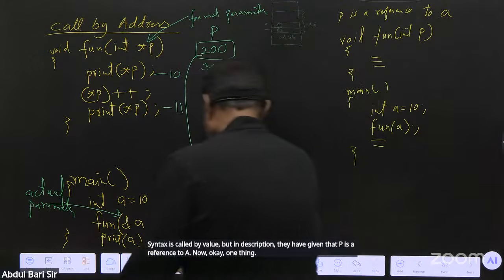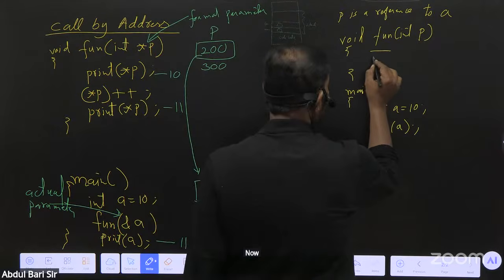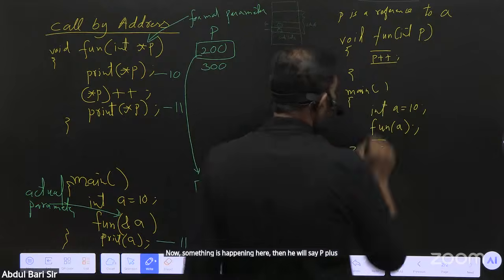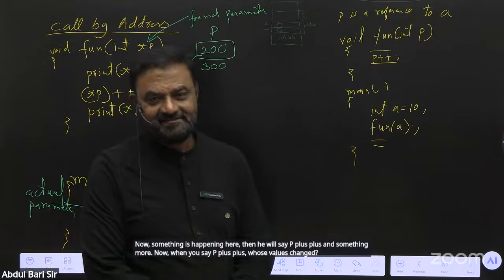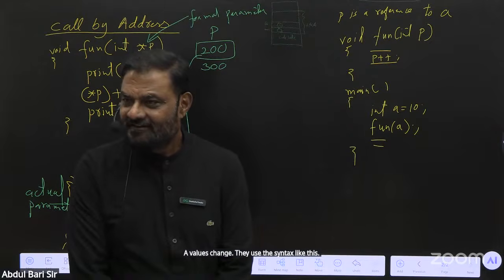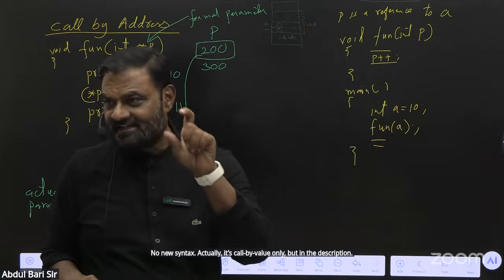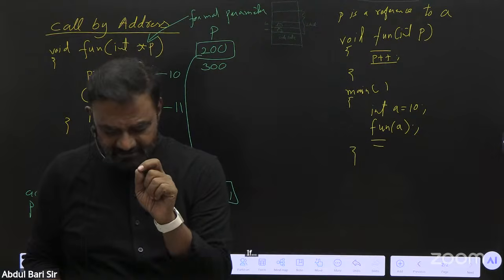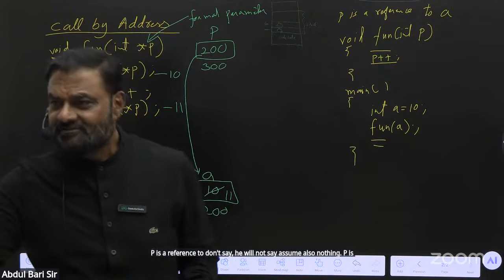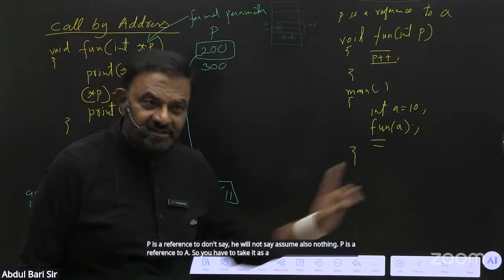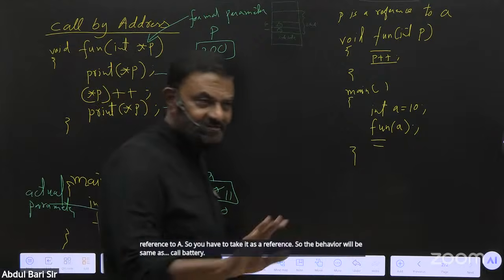Now, one more thing. I can add something here. Now something is happening here, then he will say p plus plus and something more. Now, when you say p plus plus, whose value is changed? A's value is changed. They use the syntax like this. No new syntax. Actually, it's call by value only. But in the description, he will mention that p is a reference to a. He will not say assume, nothing. So you have to take it as a reference. So the behavior will be the same as call by address. Understood this one?